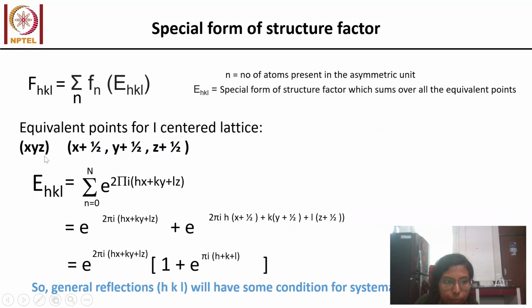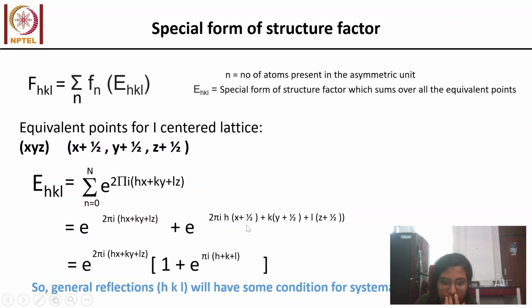Here we will put the coordinates for the two equivalent atoms. At first we put x, y, z as x, y, z. Then we put the second as x plus half, y plus half, z plus half. You can just follow along and do it in your copy.